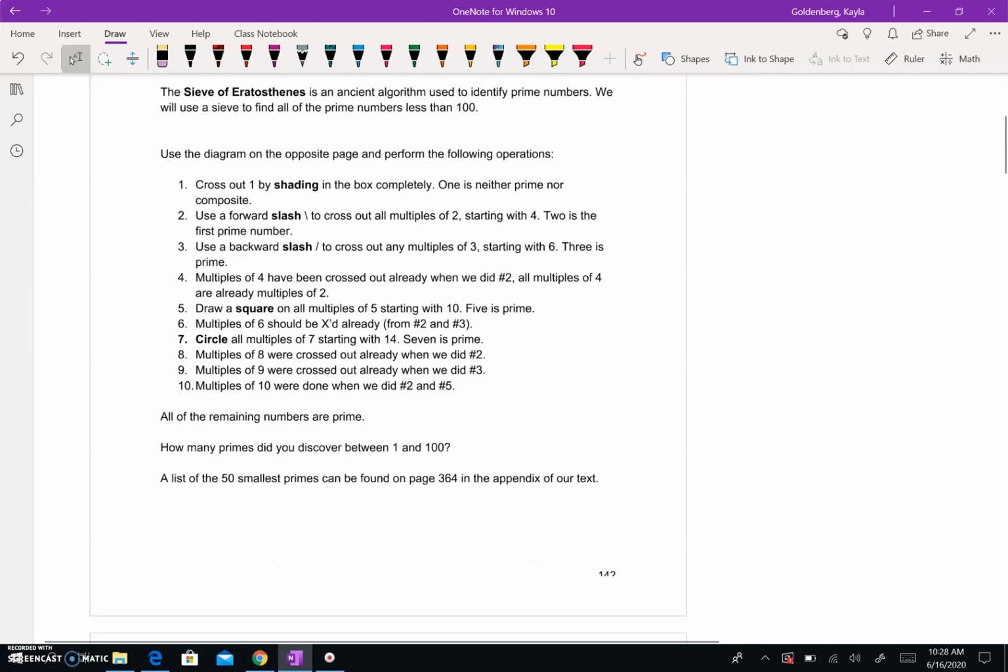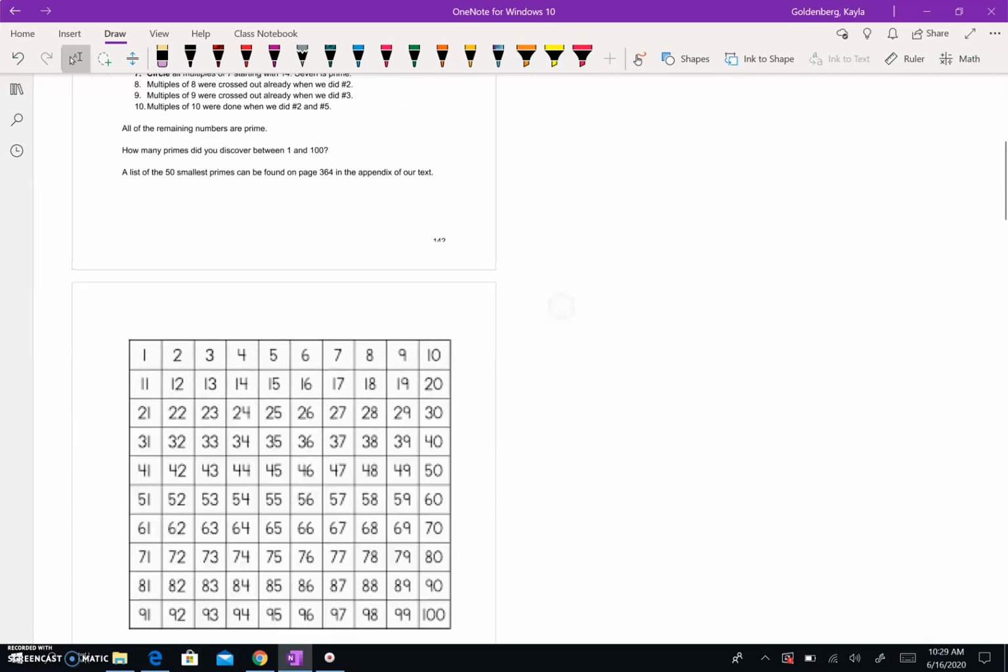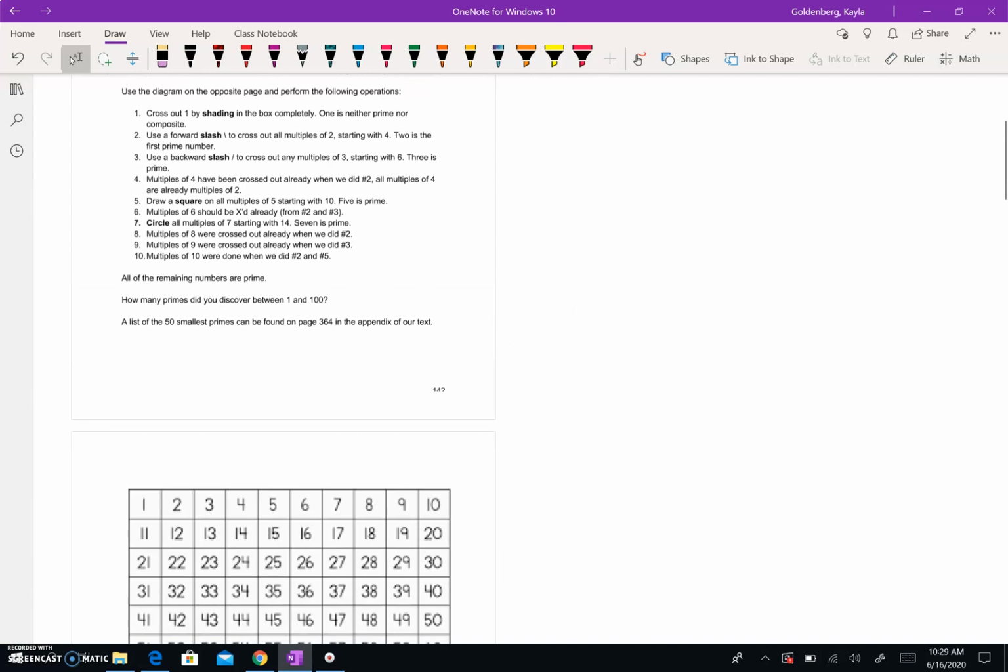So we're going to use the diagram on the next page. We've got all the numbers 1 through 100, and I'm going to color code this. First step is cross out 1 by shading the box completely. 1 is neither prime nor composite. 1 is kind of like the awkward case. I'll touch back on why 1 isn't used once we get a little further in this. I'll come back to that concept.